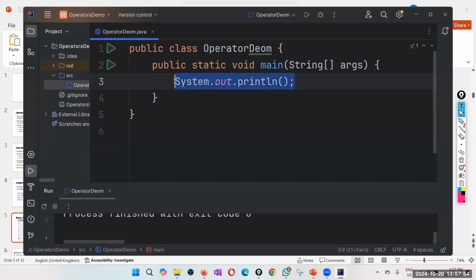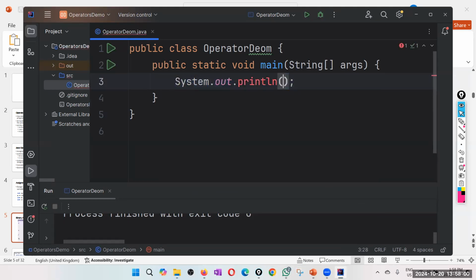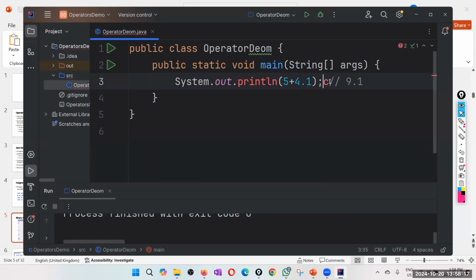For example, I will straight away write S out so that I don't need to declare a variable. Say something like 5 plus 4.1. Because at least one value is decimal, the result is decimal. So the answer will be 9.1.